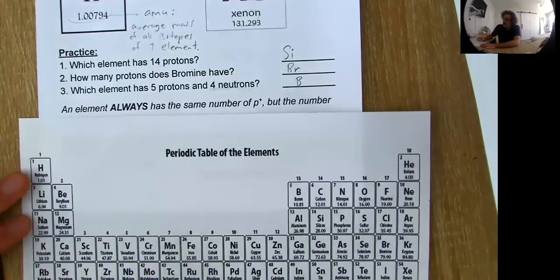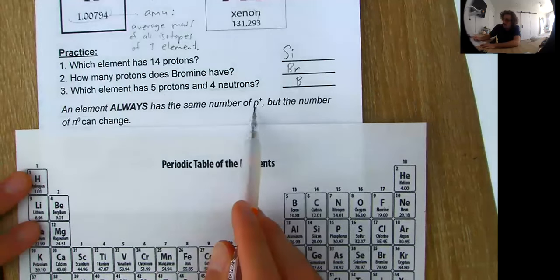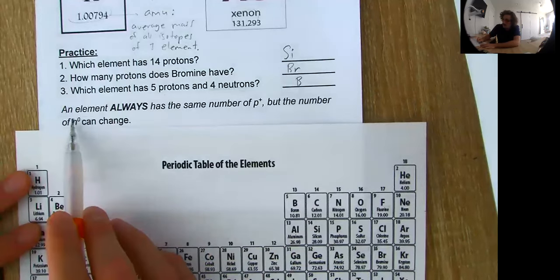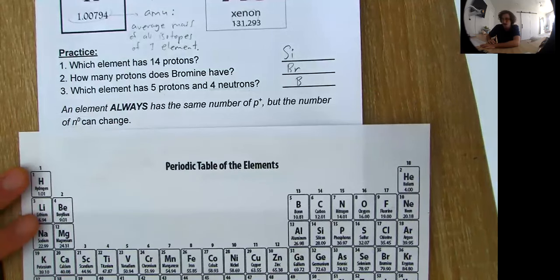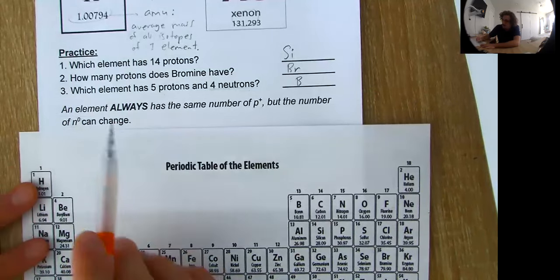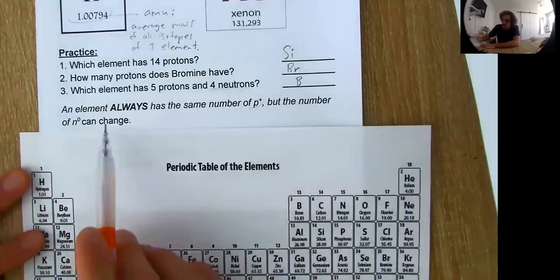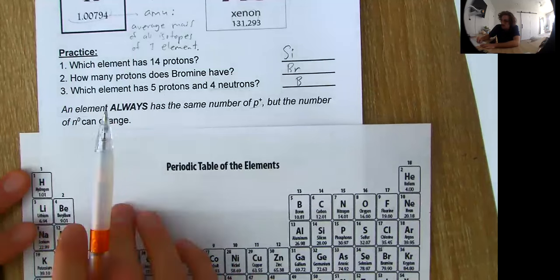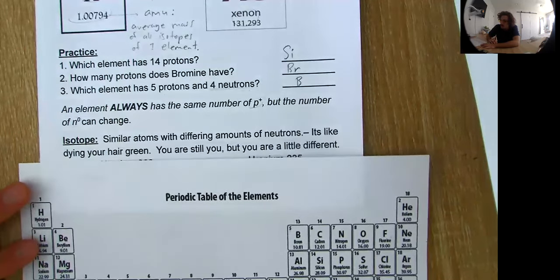Okay? An element always has the same number of protons, but the number of neutrons can change. Okay, and you'll soon learn that the number of electrons can also change, okay? So an element always has the same number of protons. That never changes, but the number of neutrons can change. When the number of neutrons changes, that's what it's called, an isotope, okay?